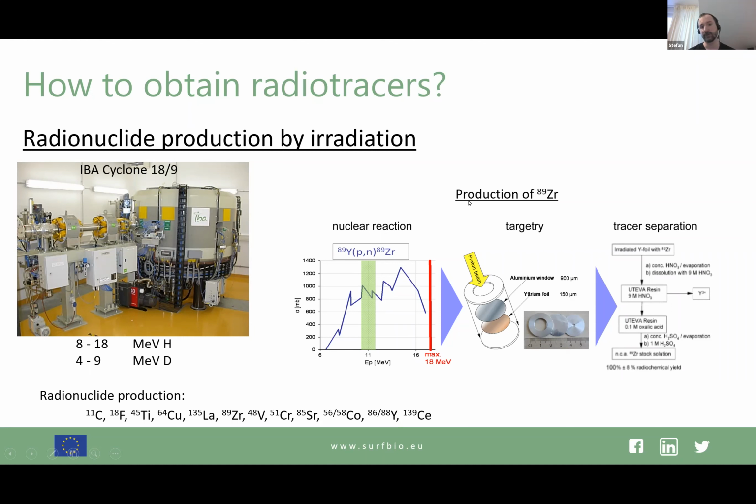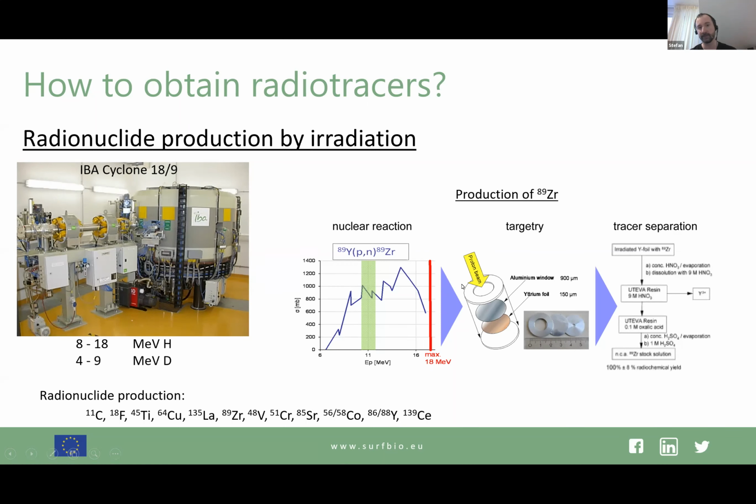So I want to just go quickly through the production of zirconium-89. First of all, we looked at the nuclear reaction that is at our disposal. What you can see here, what we got from literature, is the reaction cross-section of this reaction, the (p,n) reaction from yttrium-89. Our cyclotron gives us a maximum proton energy of 18 mega electron volt. And then according to this, we have designed this target.